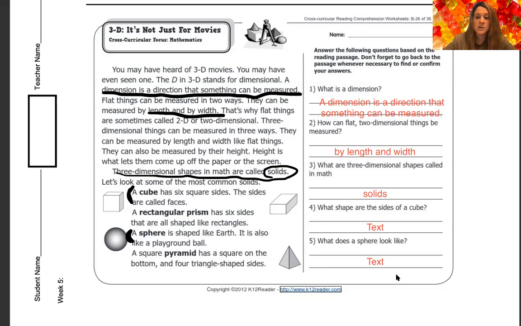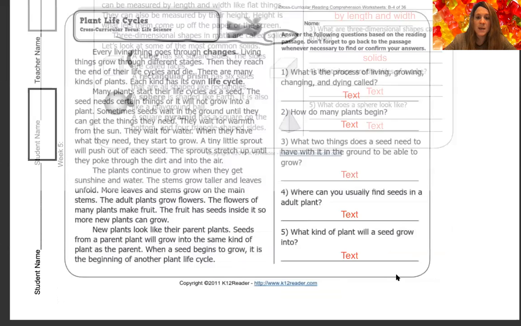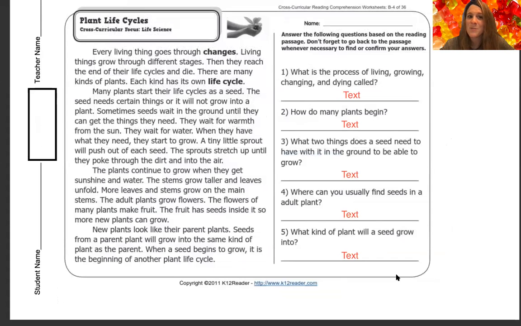Okay, let me try to go to the next page. Here we are. This is our story of plant life cycles. So most of you are probably going to be doing these questions on day 4. And it says, question number 1, what is the process of living, growing, changing, and dying called? What is that process?